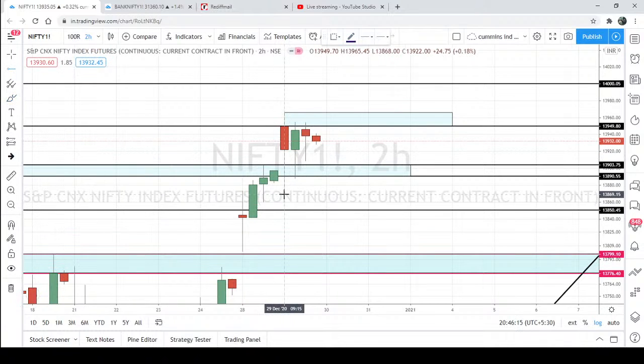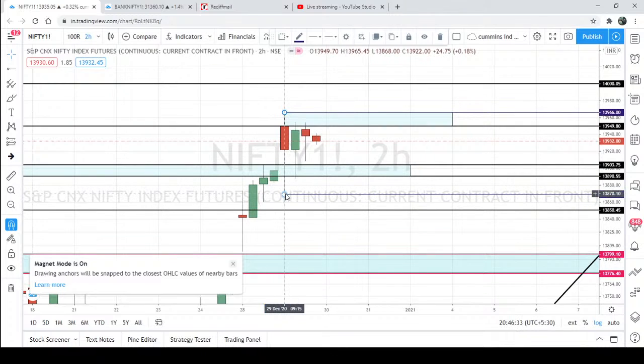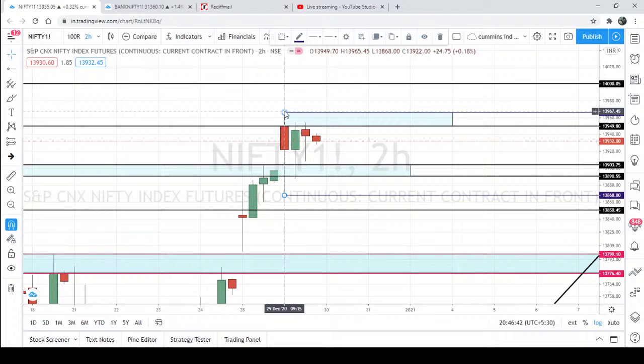I'll just draw a horizontal ray here. You can just check it out. That is 13,868, and this high, that is 13,965.45. Both become a very important range for tomorrow, because you can see almost all the other candles that formed today are within this bar.